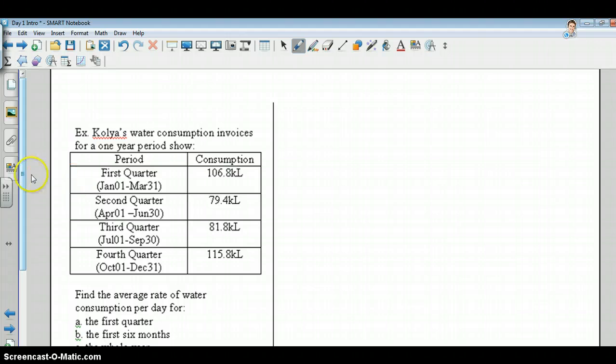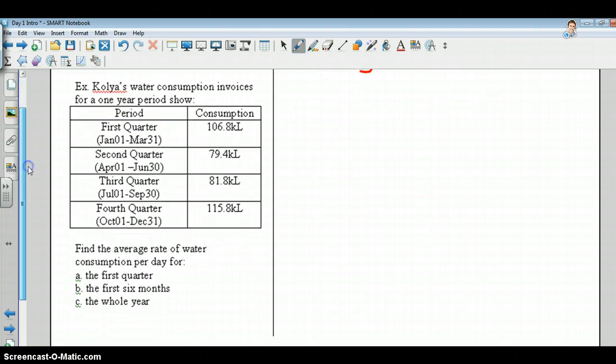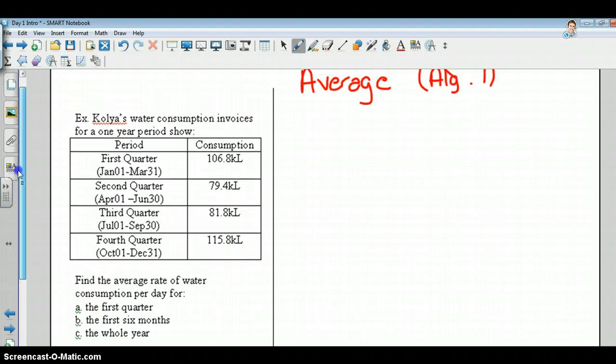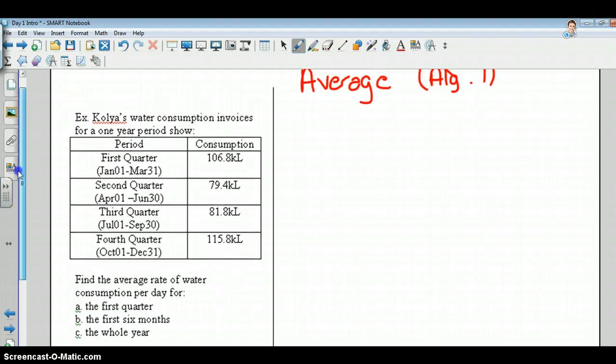All right, so we are going to start with our average rate of change. I'm going to write average at the top so we don't forget what we are talking about here. This is exactly like Algebra 1. So I'm just going to put in parentheses here, do not make this more complicated than Algebra 1 material. This lady, Koila, she's keeping track of the water consumption invoices for a 1-year period.